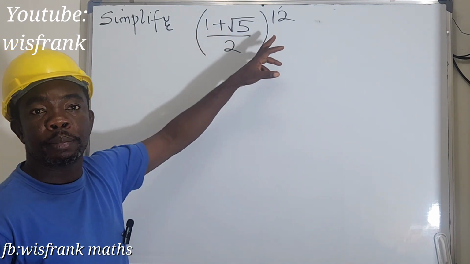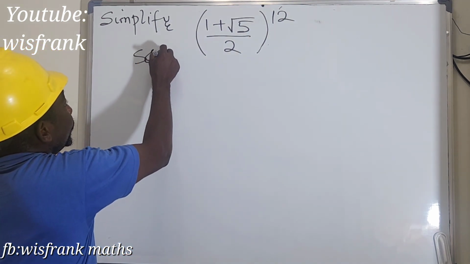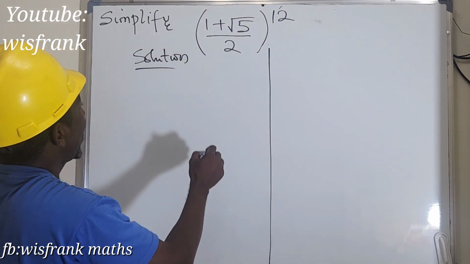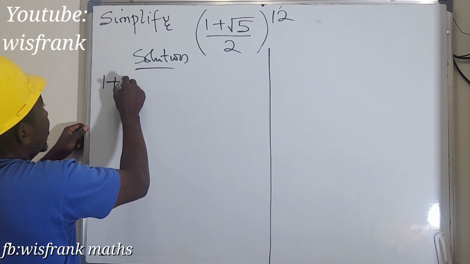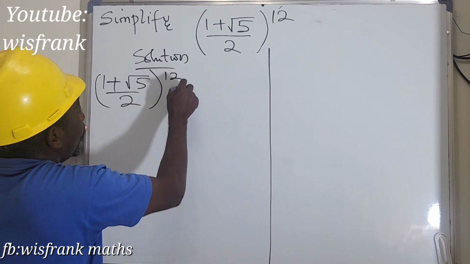Today we are looking at this question, and it says simplify (1 plus root 5) all over 2, all to the power of 12. And we have here the solution. So here we are given (1 plus root 5) all over 2, all to the power of 12.